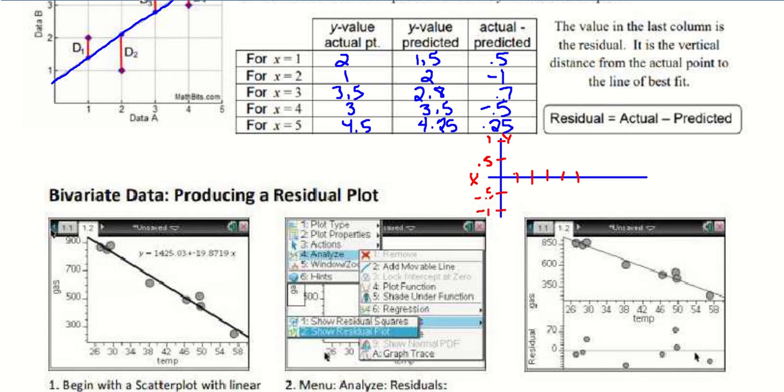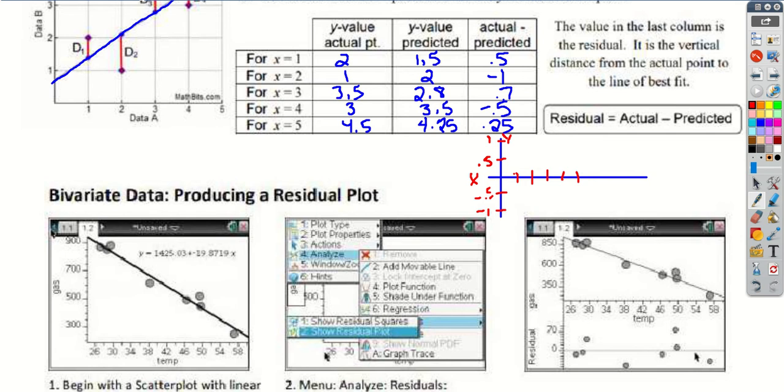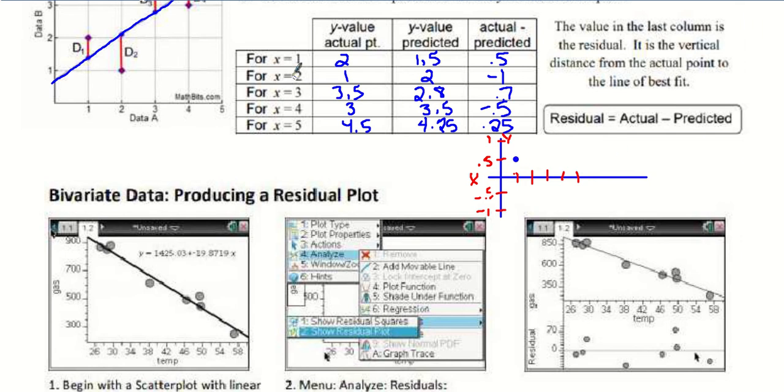So the first point we have is when X is 1, our residual is at 0.5. When we're at 2, we're at negative 1. When we're at 3, we're at 0.7, so it's about halfway up. When we're at 4, we're at negative 0.5. Sorry, 3. Oh, I just messed that one up. So 3 should be 0.7. 4 is at negative 0.5, and 5 is at 0.25. So somewhere around here. So you can see if we kept graphing points like this, it would keep bouncing up and down here.